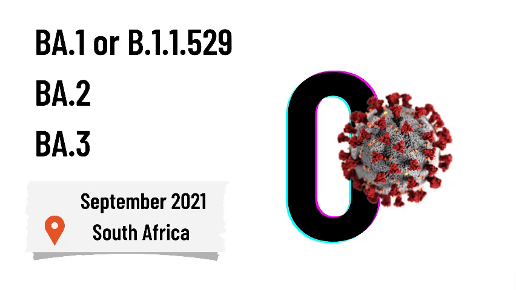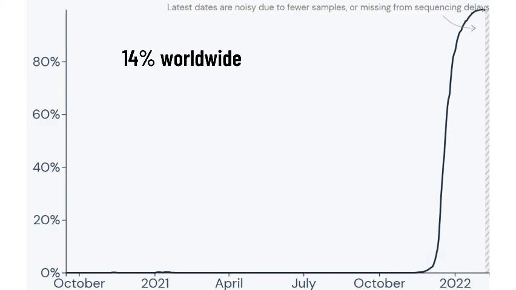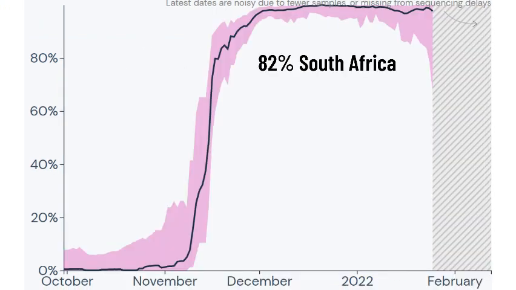As of February 2022, it has spread to at least 138 countries with a cumulative prevalence worldwide of 14%. While in South Africa, it has a higher cumulative prevalence at 82%. On 26 November 2021, the Omicron variant was classified as a variant of concern. To know more about the differences between these classifications, feel free to watch the video for SARS-CoV-2 variants on my channel. What are the key mutations acquired by the Omicron variant that makes it a variant of concern?